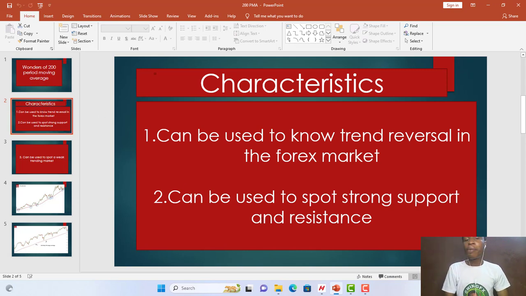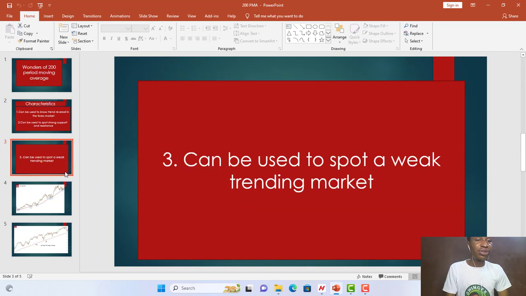It can be used to spot strong support and resistance zones. This is the most important thing for today's meeting. It can also be used to spot a weak trending market. This one can never and will never be overemphasized, right?